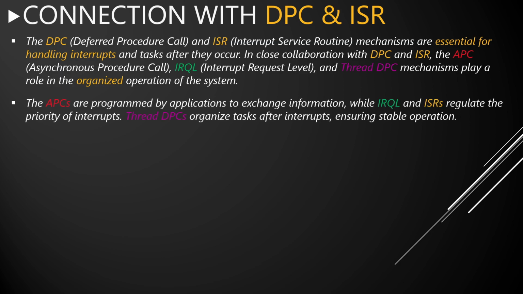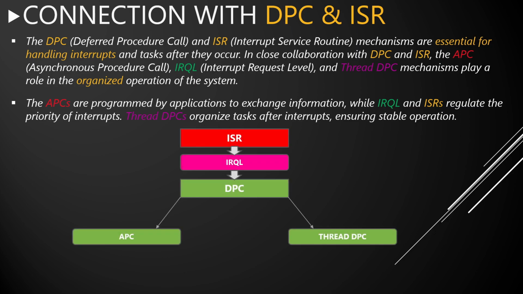The APCs are programmed by applications to exchange information, while IRQLs and ISRs regulate the priority of interrupts. Thread DPCs organize tasks after interrupts, ensuring stable operation. So every mechanism has a specific role, and all these things cooperate together. It's really beautiful, guys, to understand that. And I have a very simple diagram.